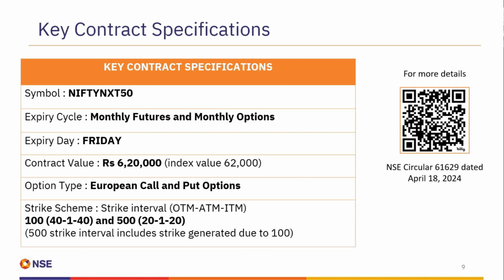So at the time of introduction only, we have introduced something called a staggered strike scheme interval, wherein we have introduced two strike intervals. One is of 100 and the other is of 500. So with the 100 strike interval, we are having 40 strikes on either side of ATM. And in the 500 strike also, we are having 20 strikes on either side of the ATM.